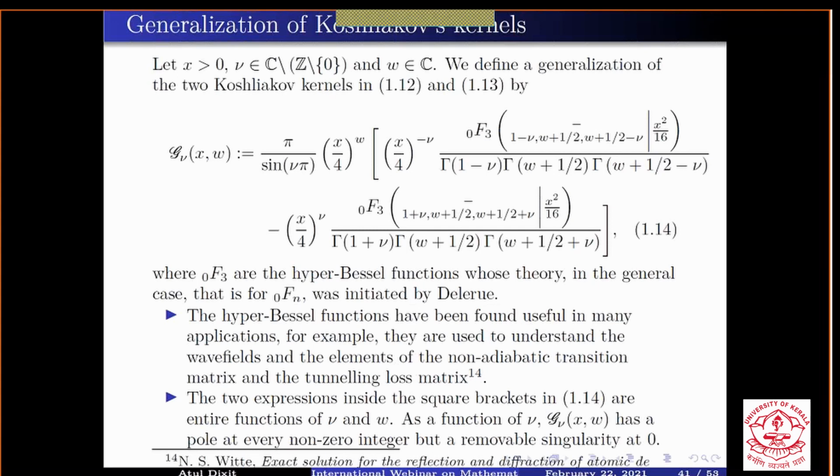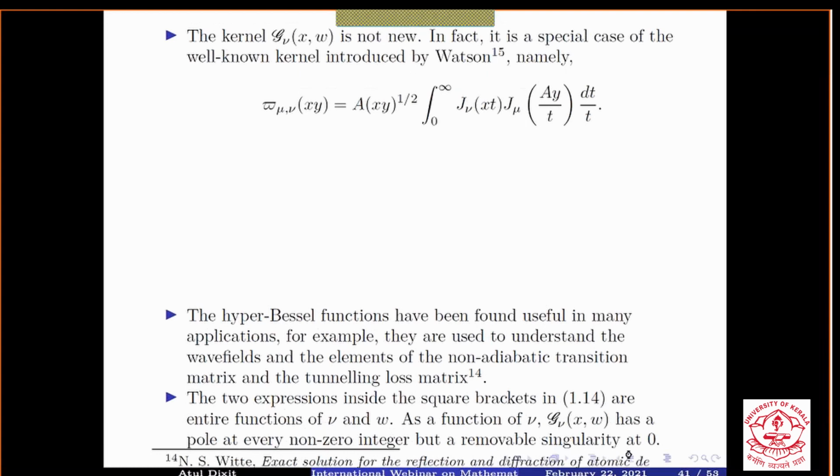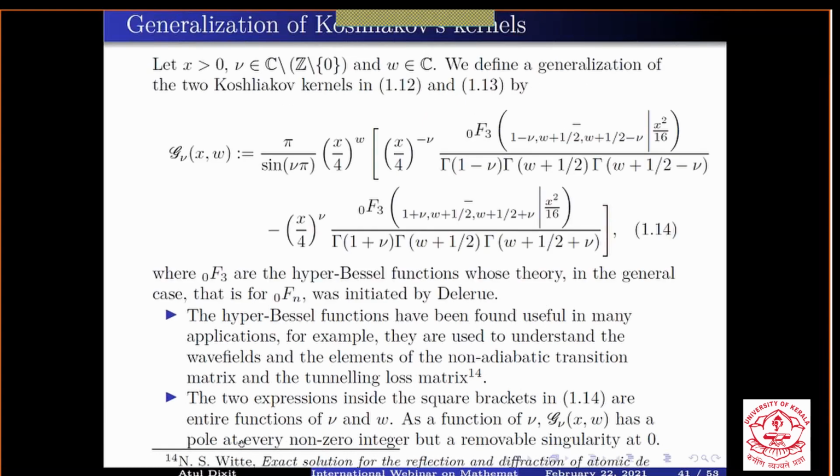Again, when nu is equal to 0, we have a 0 over 0 form, so it has a removable singularity. I won't go into the details, but otherwise it has a pole at every non-zero integer. So one has to be really careful while taking, let's say, g sub 2, it doesn't exist.